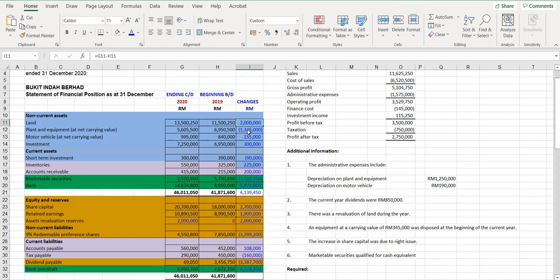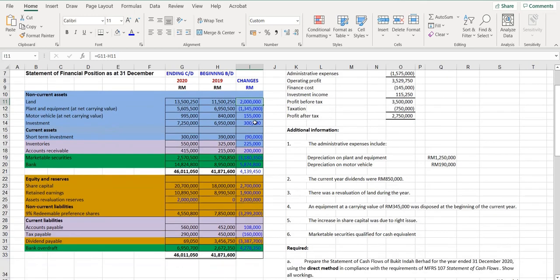Same goes for the plant and equipment. We want to investigate whether or not this is due to disposal. So all this must be analyzed to see whether there is some cash inflow or cash outflow throughout the year from the changes in the balances. What are the cash receipts and what are the cash payments?